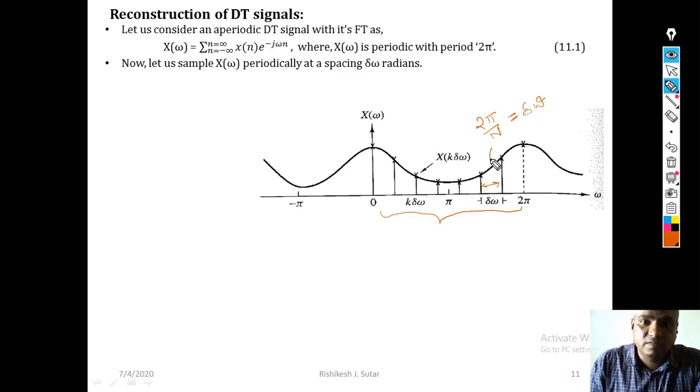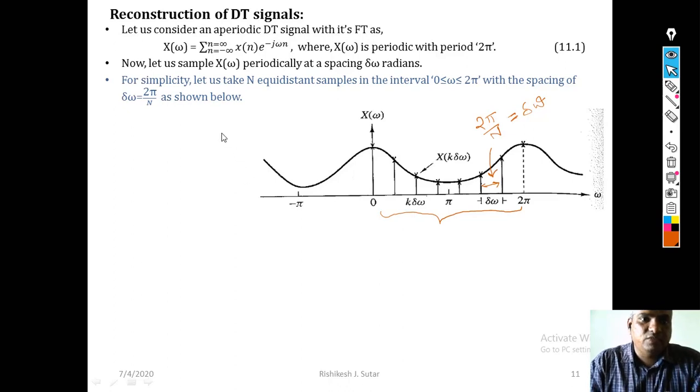So this much is nothing but the 2 pi by N. Understood? So let me use the cursor. Okay, so that is what I have written here. For simplicity, let us take N equidistant samples. So the samples should be equidistant in the interval 0 to 2 pi. So it is 0 to 2 pi with the spacing of delta omega equal to 2 pi by N as shown below. So this is the spacing, that is 2 pi by N, in between the adjacent samples.